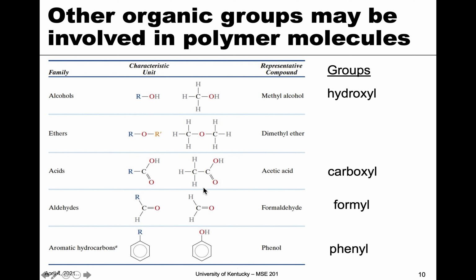You have acetic acid, which is this carboxyl. You have formaldehyde, which is the oxygen group here, the double bond. And you can also have a phenol, which is ring shaped, as you can see here, and you have aromatic groups. So there's a lot of other functional groups and organic groups that can contribute to a polymer and its formation.